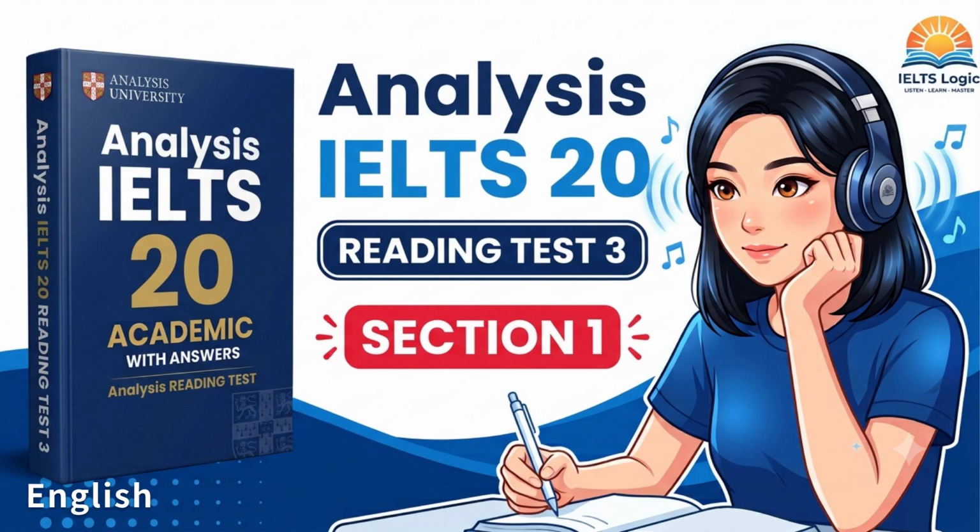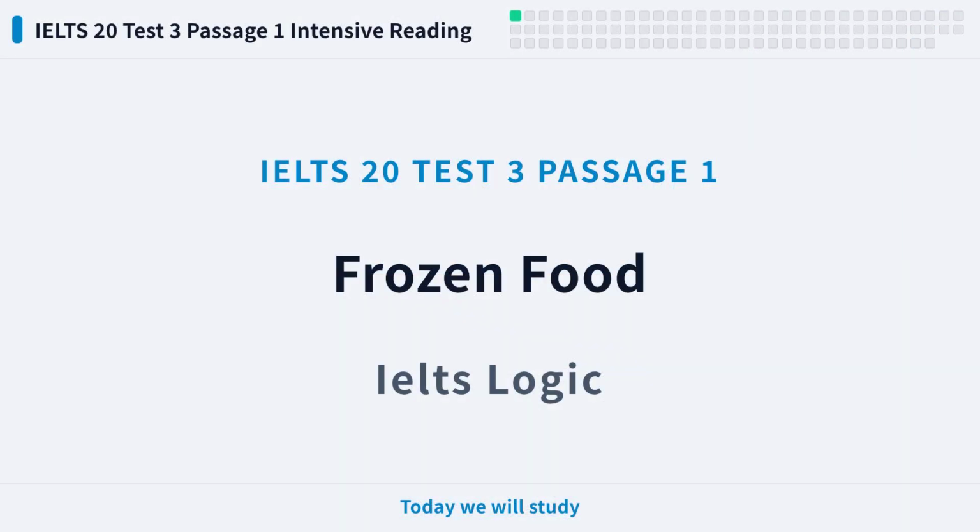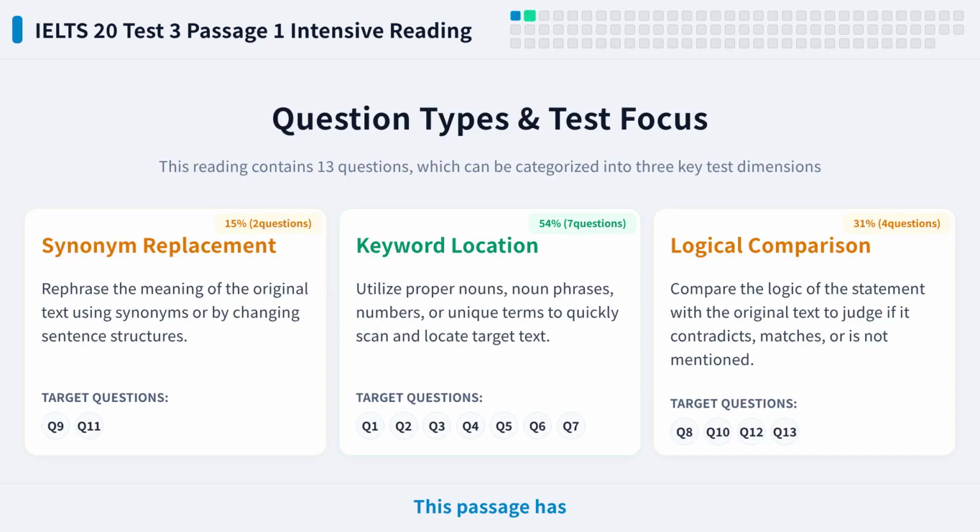Welcome to the IELTS reading lesson. Today we will study IELTS 20 Test 3 Passage 1, Frozen Food. This passage has 13 questions. The first 7 are note completion questions, and the last 6 are true/false/not given questions.